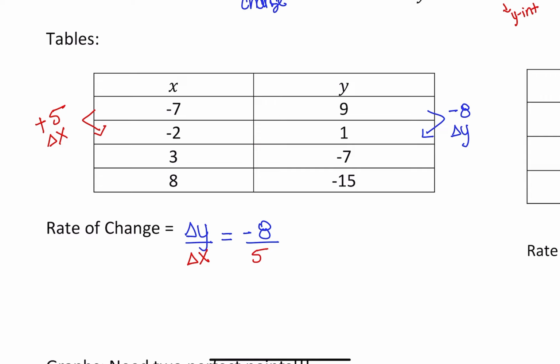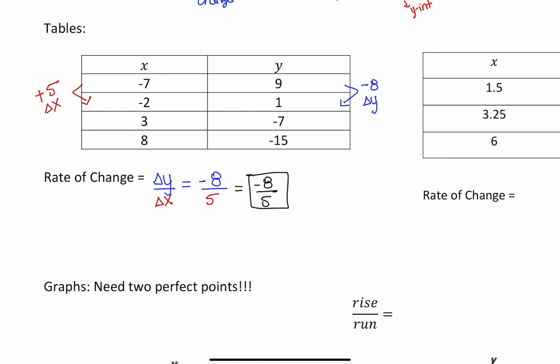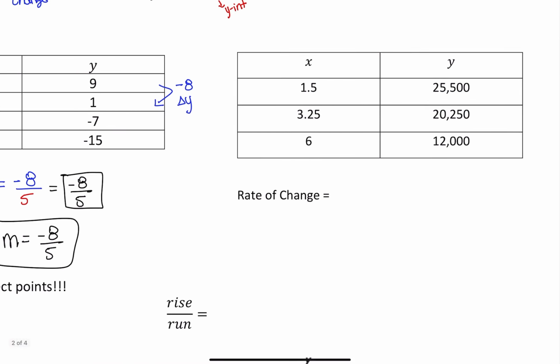Now, when you put it in the calculator, you always want your simplified version. So if you put negative 8 over 5, you're just going to get negative 8 over 5. And that's it. That would be your rate of change. Now, another way that you can see the answer written is m equals negative 8 over 5 because, again, m represents your slope. So let's go ahead and do the second one.